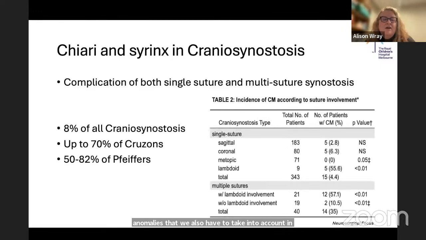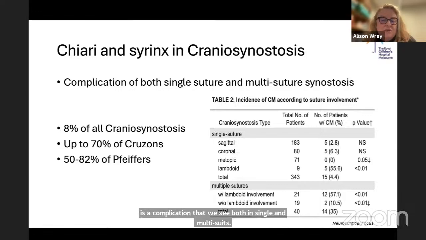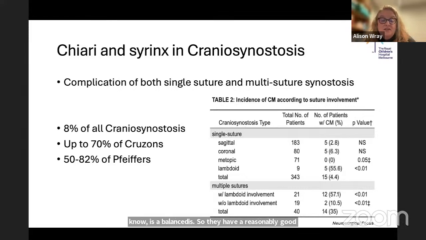So starting to think about Chiari and syrinx and craniosynostosis, this is a complication that we see both in single and multi-suture synostosis, but it is much more common in multi-suture or syndromic craniosynostosis. And we see it in up to 70% of Crouzons, which, as you know, is a balanced pansynostosis. So they have a reasonably good head shape, but they have significant craniocervical disproportion, and a Chiari is very common. And then over half of the Pfeiffers as well will have problems with Chiari and syrinx.